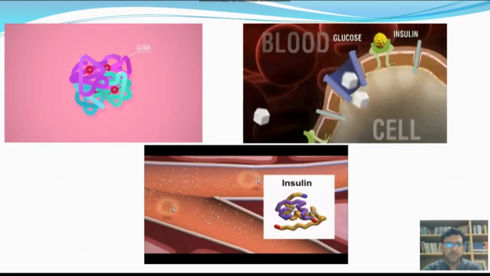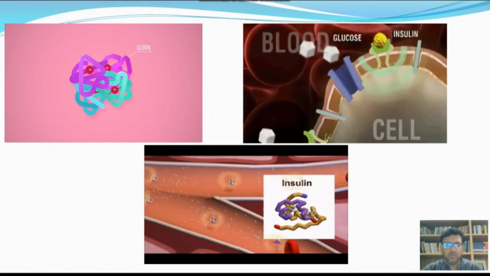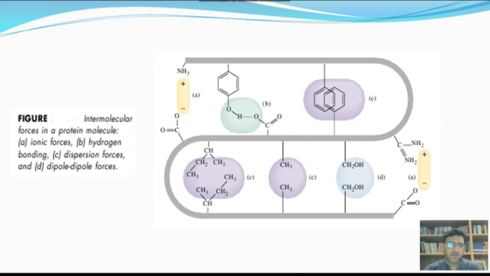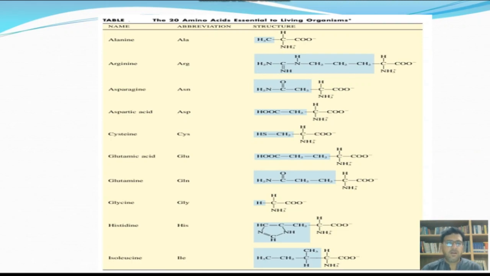Here are examples of proteins: hemoglobin and choline. Here you can see the intermolecular forces involved in protein molecules: A is the ionic forces, B is the hydrogen bonding, C is the dispersion forces, and this D area shows the dipole forces. Here is a table of the 20 amino acids essential to living organisms.